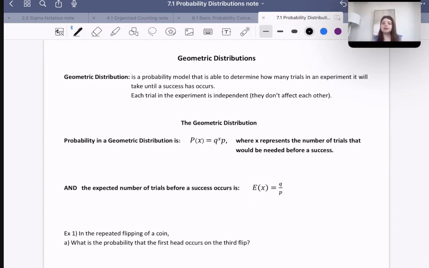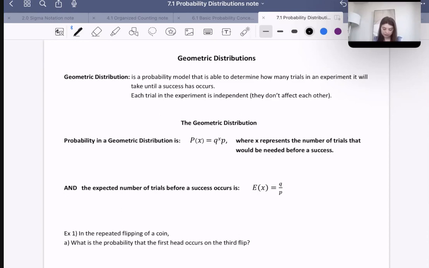That's a probability model that is able to determine how many trials in an experiment it will take until one success has occurred, right? So, let's assume that each trial in the experiment is independent, so they don't affect one another. This is similar to last time when we talked about the binomial distribution, except the binomial distribution told us the probability that we'll get a certain number of successes out of a certain number of trials. Whereas in this case, it's how many trials we would have to go through in order to get a success.